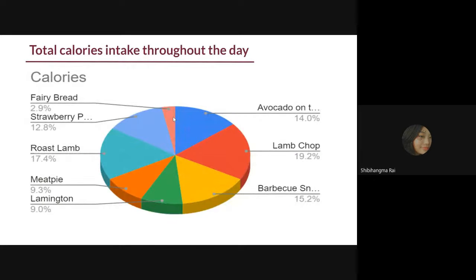I was really conscious about my acne. So the dessert really lived up to my expectation.